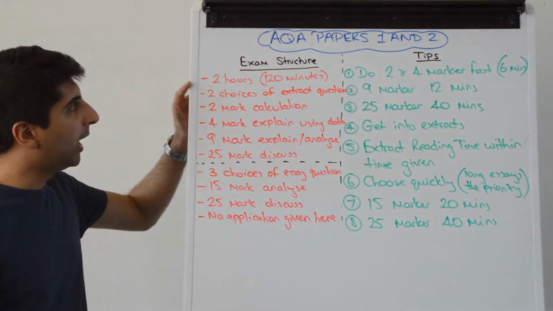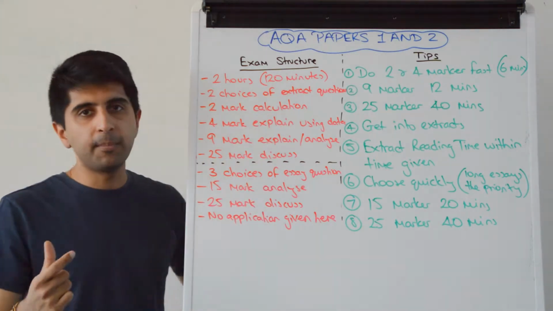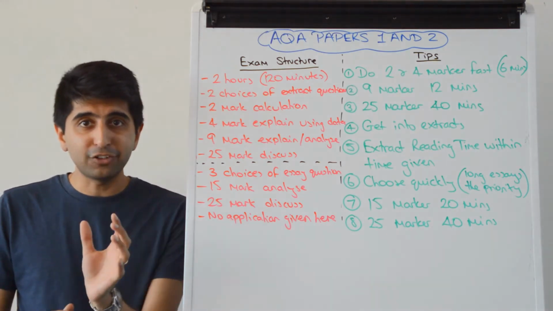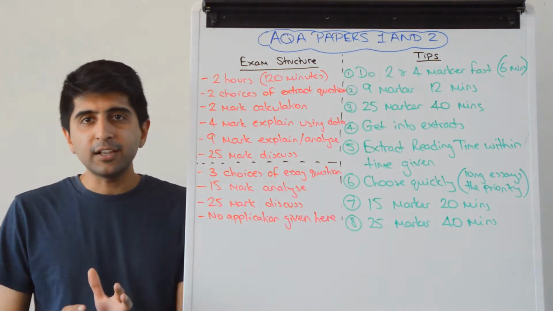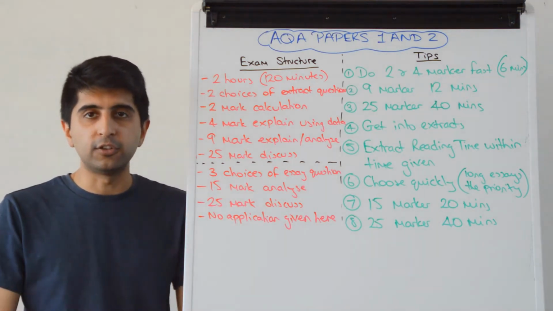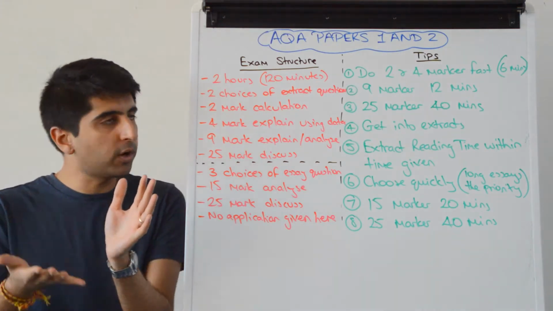Both papers are 2 hours long, 120 minutes. It's important to know the minutes for allocation per question. You're going to have initially a section A in both papers, and section A will have 2 extract-based questions, data response questions. You have to pick one of those questions. Whichever question you pick will be the same question structure.